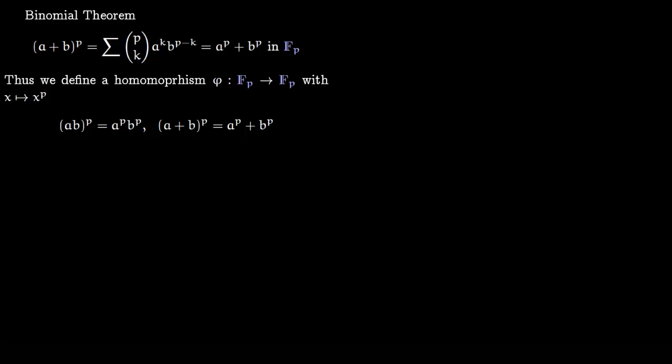In this lecture, we talk about Frobenius endomorphism. So recall the binomial theorem. The expansion of (a + b)^p is given as the sum of p choose k, a to the power of k, b to the power of p minus k.